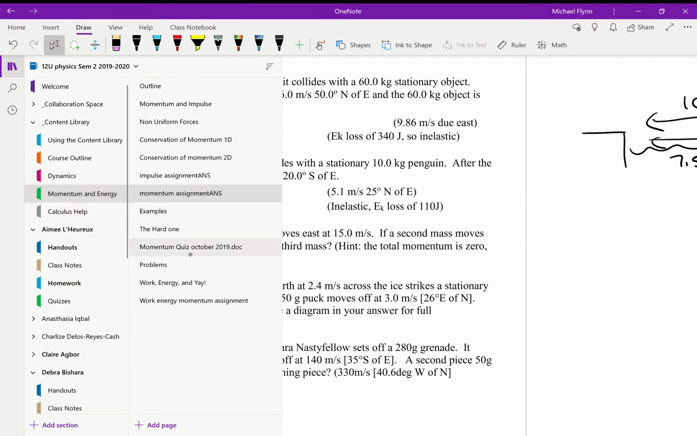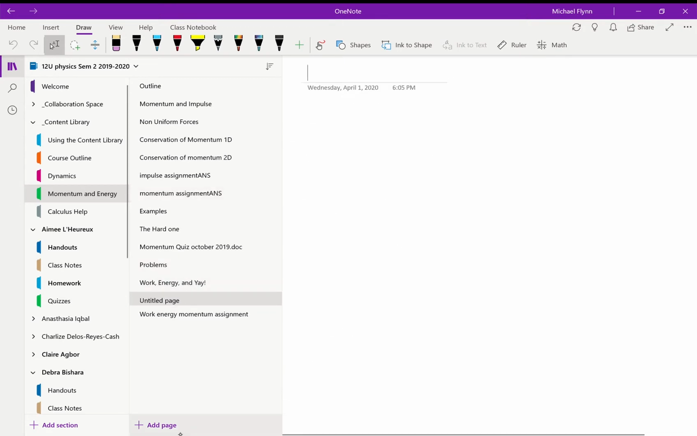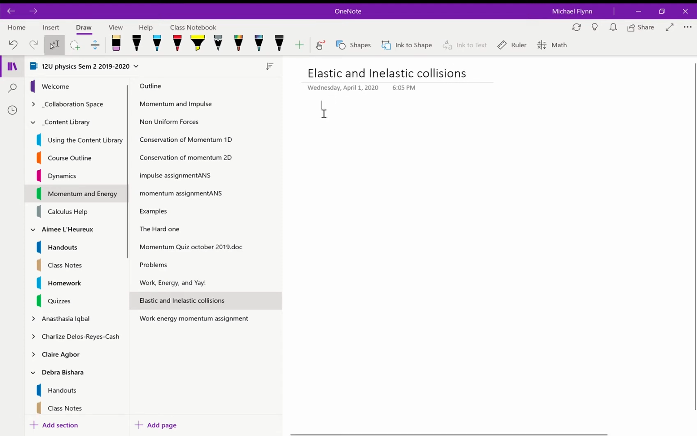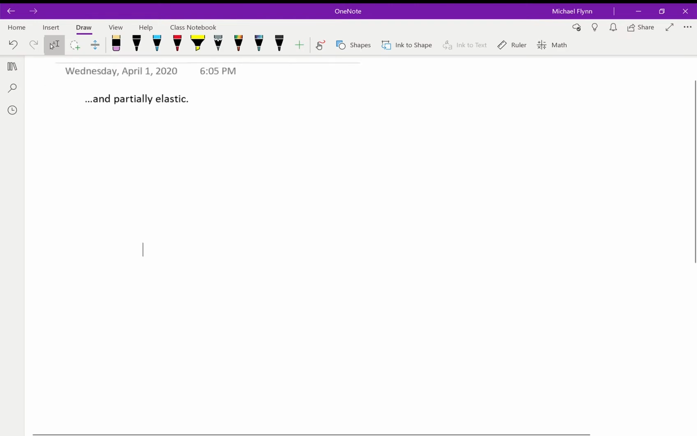So let me do it right here. Okay, elastic and inelastic. And I'm just going to say here, and partially elastic. All right, so here's the deal. Okay, what's up with this thing of elasticity and collisions?